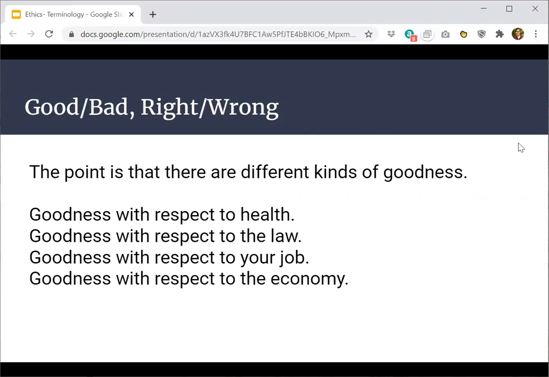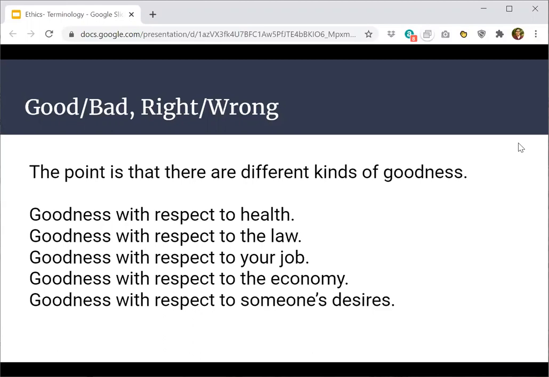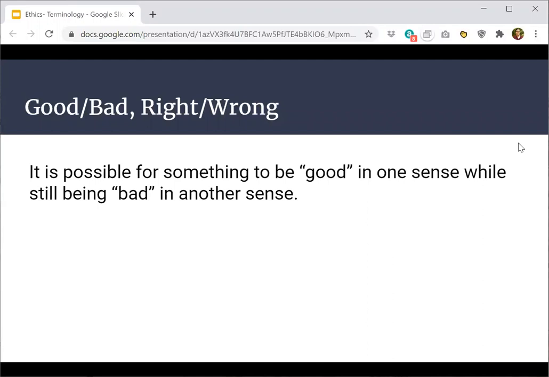Goodness with respect to the economy. Is the economy doing well? Is it doing poorly? What are the jobs numbers? Goodness with respect to someone's desires, right? So if someone wants something, you can do better or worse with respect to satisfying that thing that they want. Goodness with respect to your grades. Are your grades good? Are your grades bad? It's possible for something to be good in one sense while still being bad in another sense.